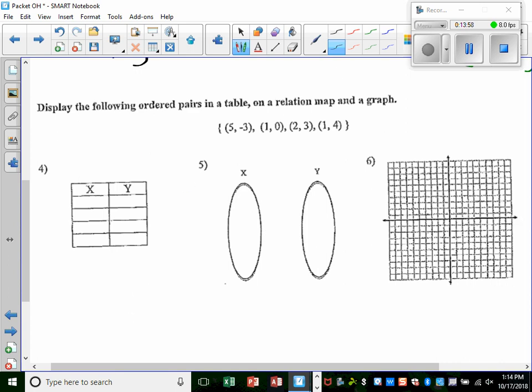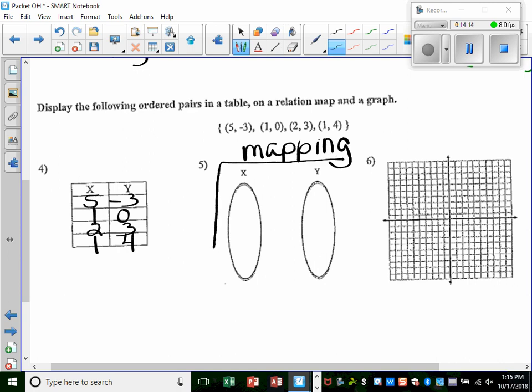Table is easy. We're just going to go ahead and list them. 5, -3. 1, 0. 2, 3. 1, 4. Okay. Title again, I'm going to put this so you can get familiar with what this is called. This is called mapping. I'm not going to do anything on the quiz except for tell you to give me a mapping of the relation.